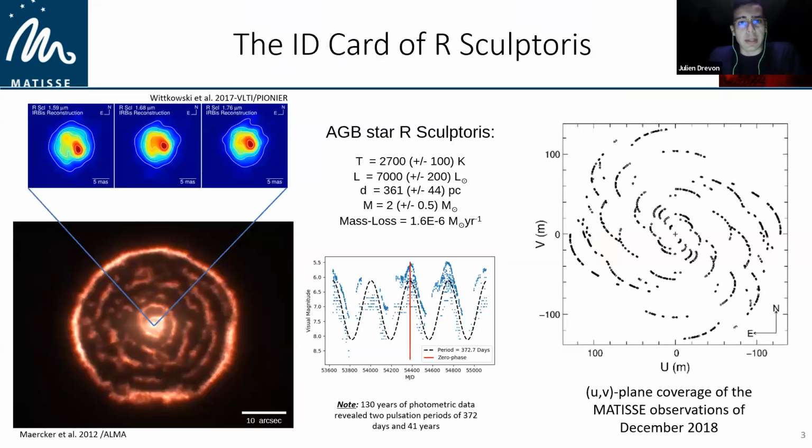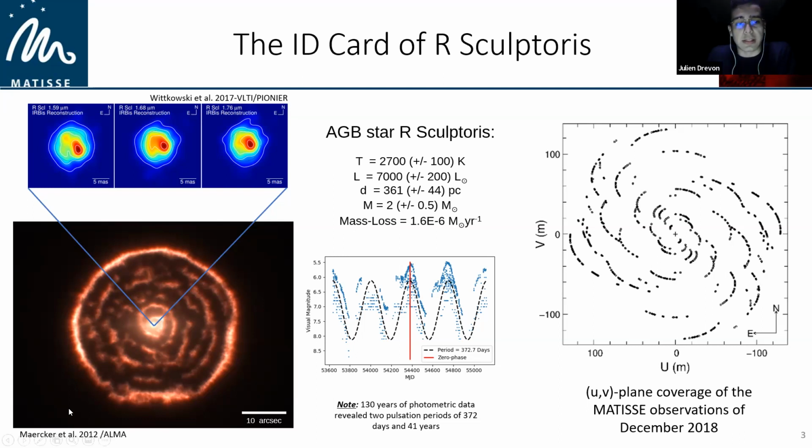Our work was based on one of those dust factories, called R Scl, which is an AGB star. Here you have the ID card of R Scl, with temperature, luminosity, distance, mass, and mass loss. On your right, you have the complete UV coverage of the MATISSE observation of December 2018. The advantage of MATISSE is that, as you see on your left, plenty of different observations have already been made of R Scl at different scales.